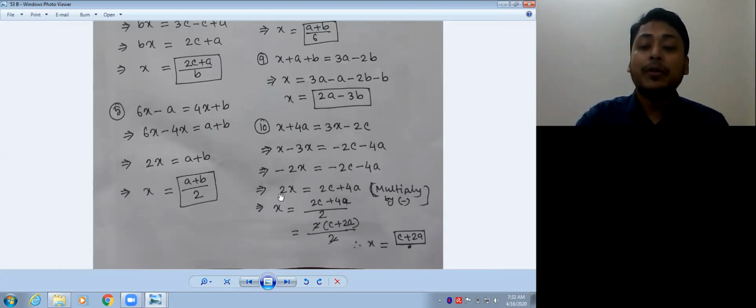Now come to the main point. Already I have told you that whenever after this line you get minus, this minus has to be removed. How? By multiplying by minus. So multiply both sides by minus. Minus minus is plus, and their signs will be changed. Now x equals 2c plus 4a.